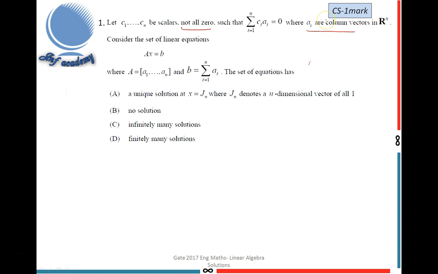This question is from the CS department. It has 1 mark.